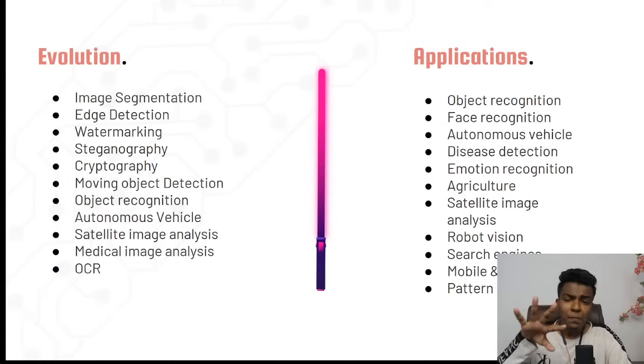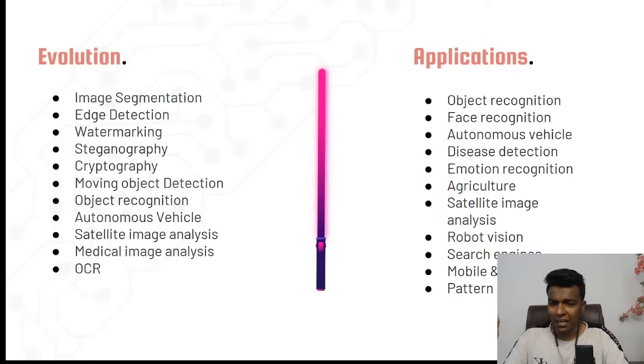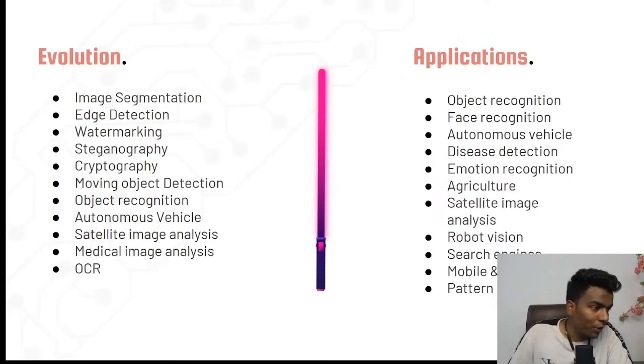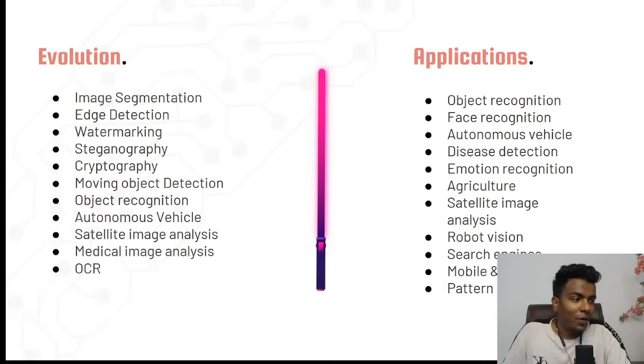So there are a lot of applications like moving object detection, object recognition in autonomous vehicles, satellite image analysis, medical image analysis, OCR, and other applications like satellite image prediction analysis, robot vision, search engines, mobile and camera, and pattern recognition. There are a lot more applications, and I'm not going to waste your time by reading them. We are about to work on a project as well, so don't worry about it. Yes, there are a lot of people who know about it, Gautam and Saida.